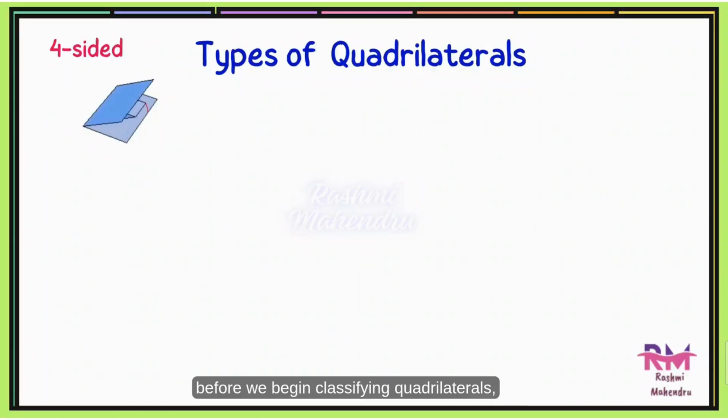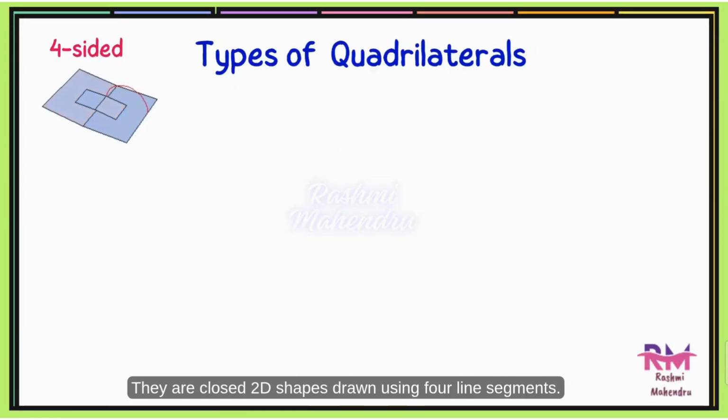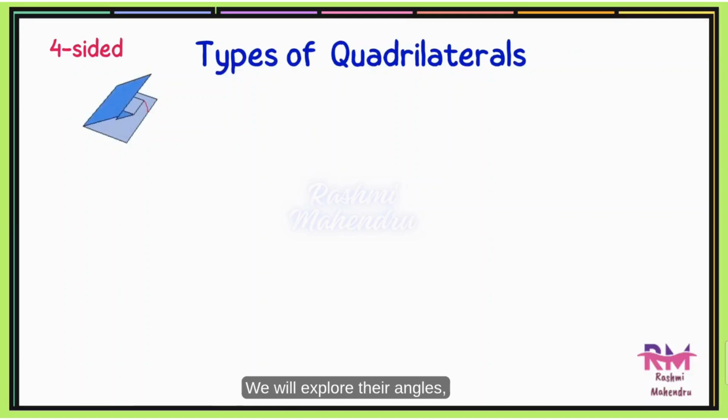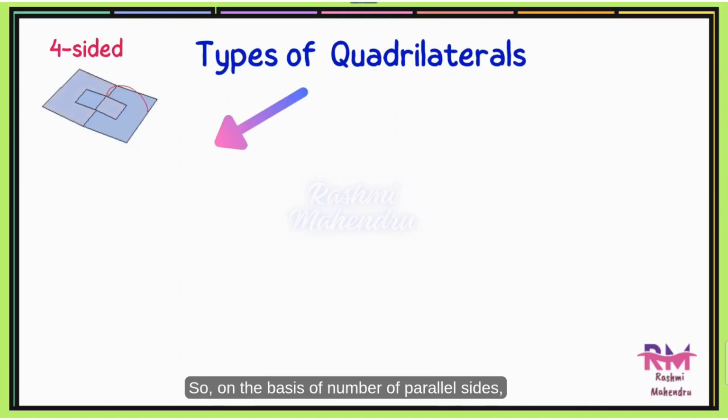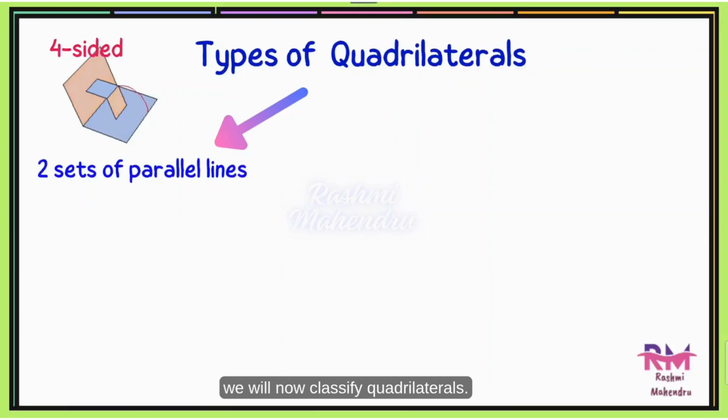So, before we begin classifying quadrilaterals, let us quickly recap what quadrilaterals are. They are closed 2D shapes drawn using 4 line segments. So, all the polygons that we are going to discuss from this point onwards will have 4 sides. We will explore their angles, their sides and diagonals. So, on the basis of the number of parallel sides, we will now classify quadrilaterals.